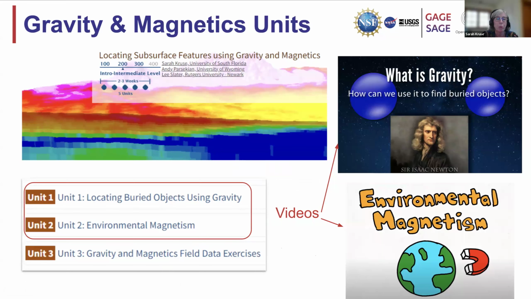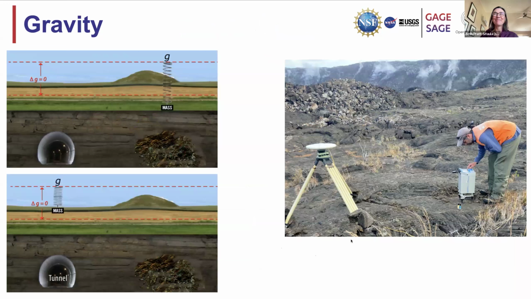This is broken out into 3 parts. The first part is an introduction to the gravity method. The second part, an introduction to using measurements of the magnetic field for shallow and environmental problems. And the third is some field data and some practical exercises. So the first 2 actually are worked around videos, which I think are great. Anyway, next slide. Okay, so how does the gravity method work?